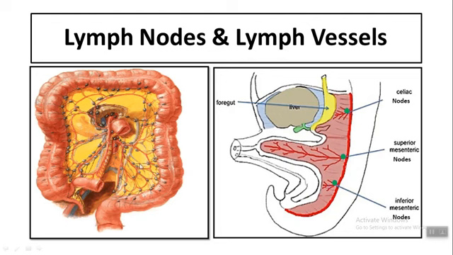Of course, here we have a different set of lymph nodes, from the wall of the intestine to those that lie in the mesocolon, and lastly until it reaches the original lymph nodes around the origin of these arteries, the main arteries of the gut.